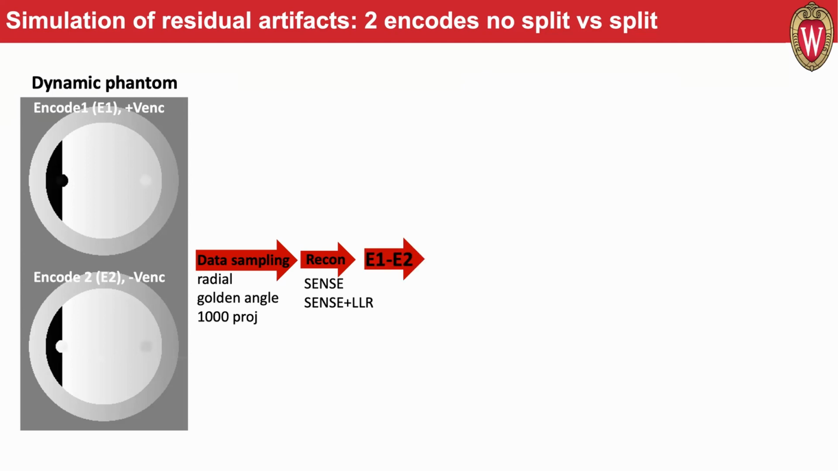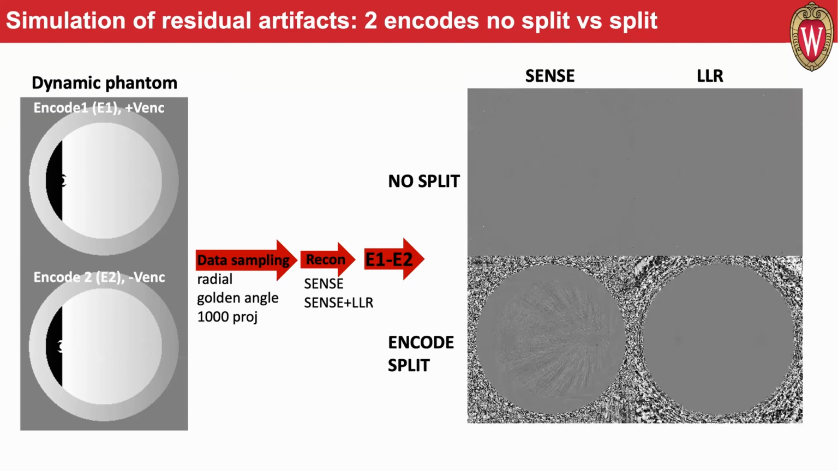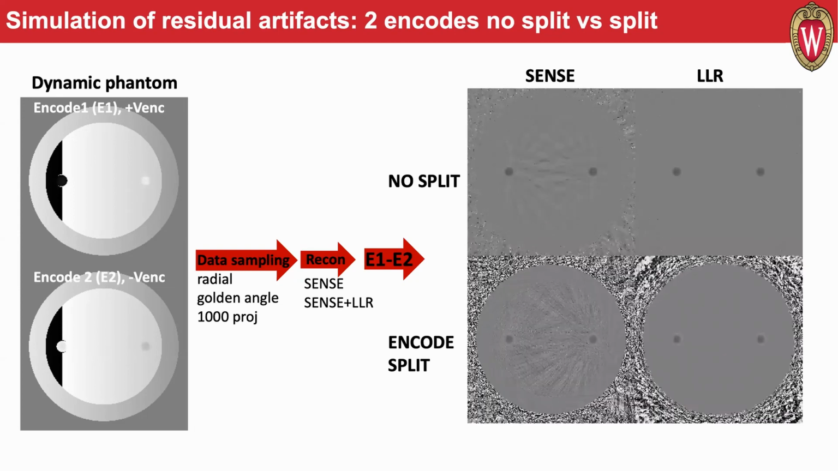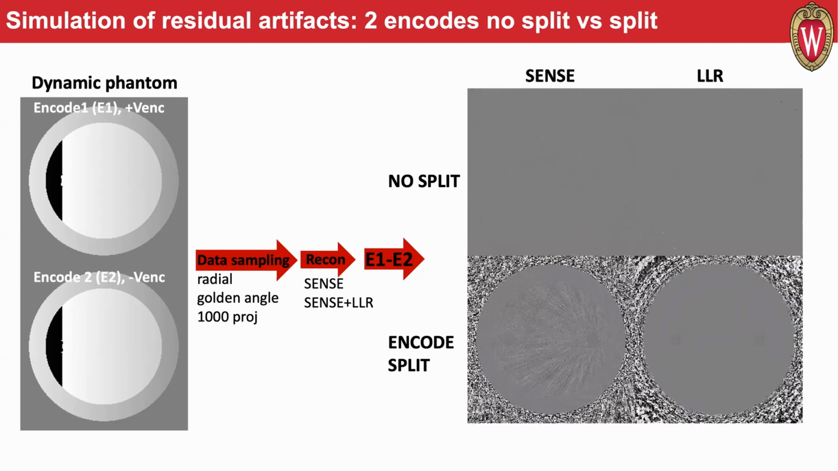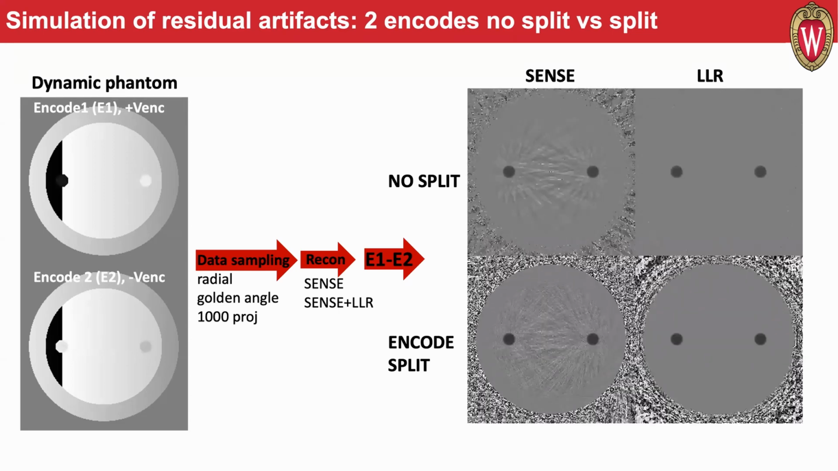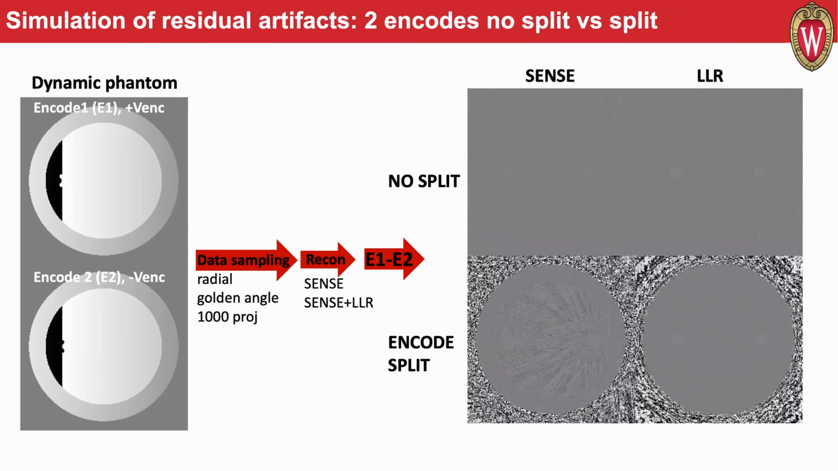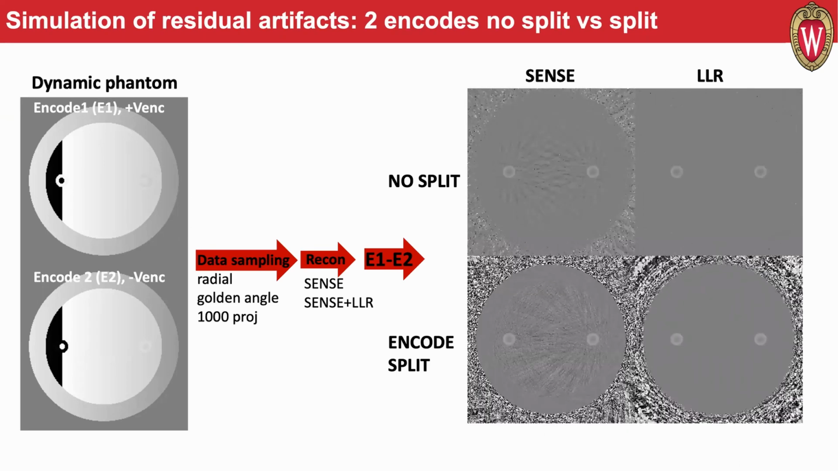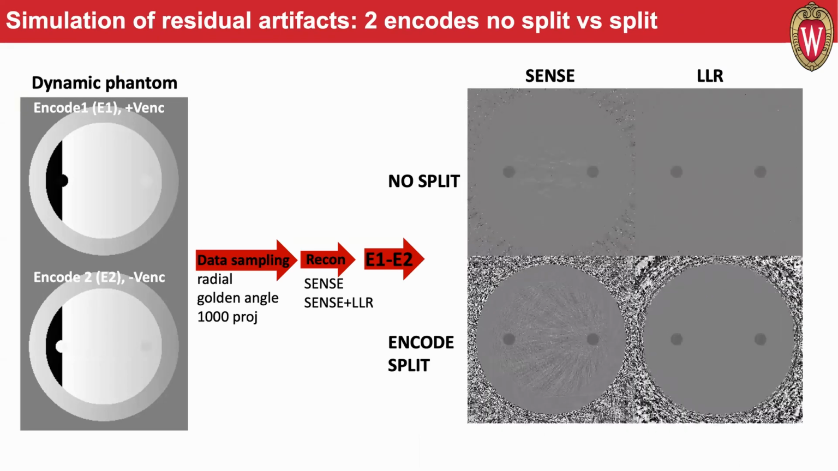After the reconstruction, we do complex division between the encodes to generate a resulting time series. And these are the results that we get. We can appreciate that the local low rank reconstruction is less sensitive to undersampling and residual artifacts compared to the SENSE reconstruction with and without encode split.